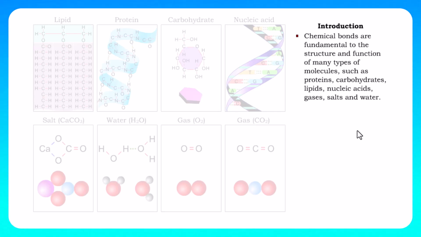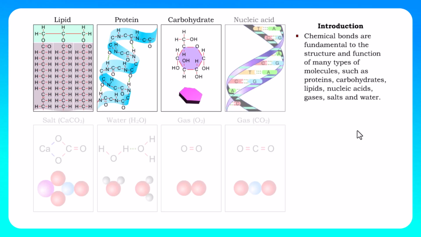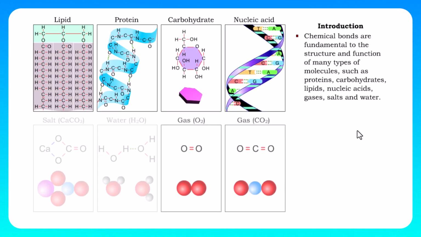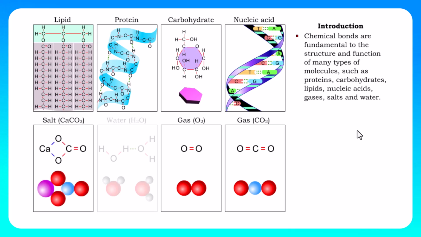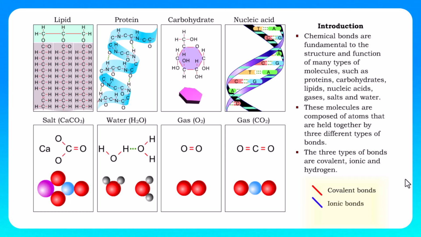Chemical bonds are fundamental to the structure and function of many types of molecules, such as proteins, carbohydrates, lipids, nucleic acids, gases, salts, and water. These molecules are composed of atoms that are held together by three different types of bonds: covalent bonds, ionic bonds, and hydrogen bonds. Let's explore each one of these.